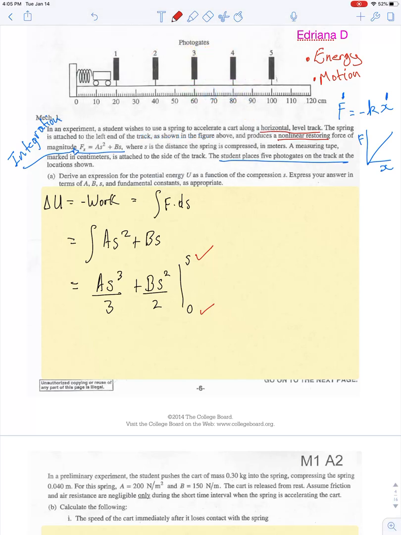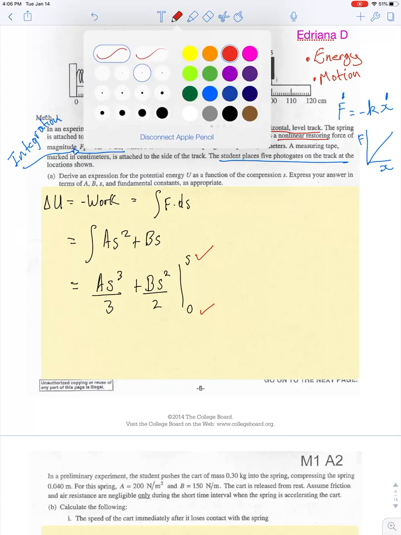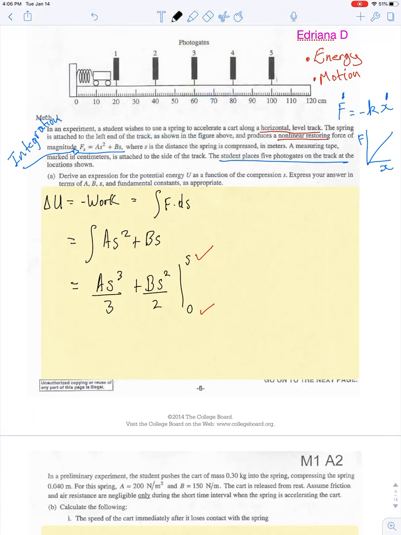We have, let's erase that. Let's go back into black. Come on. There we go. It's 0. If you put 0 in here, then everything disappears. So you just get a s cubed over 3 plus b s squared over 2.